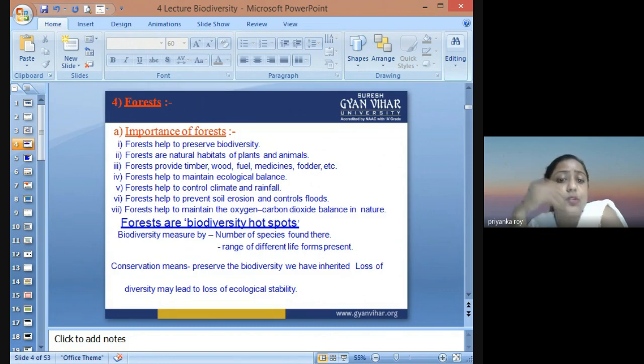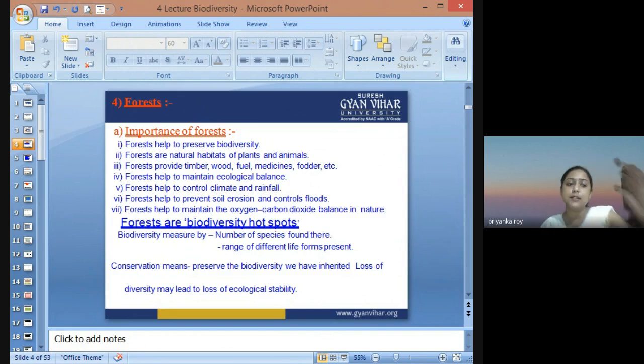Biodiversity hotspots can be measured by the number of species found there and the range of different life forms present. So the various species and life forms we find in that area is called biodiversity. Conservation means the preservation of biodiversity. We have inherited it, and loss of any one part of that ecosystem will destabilize the entire thing.